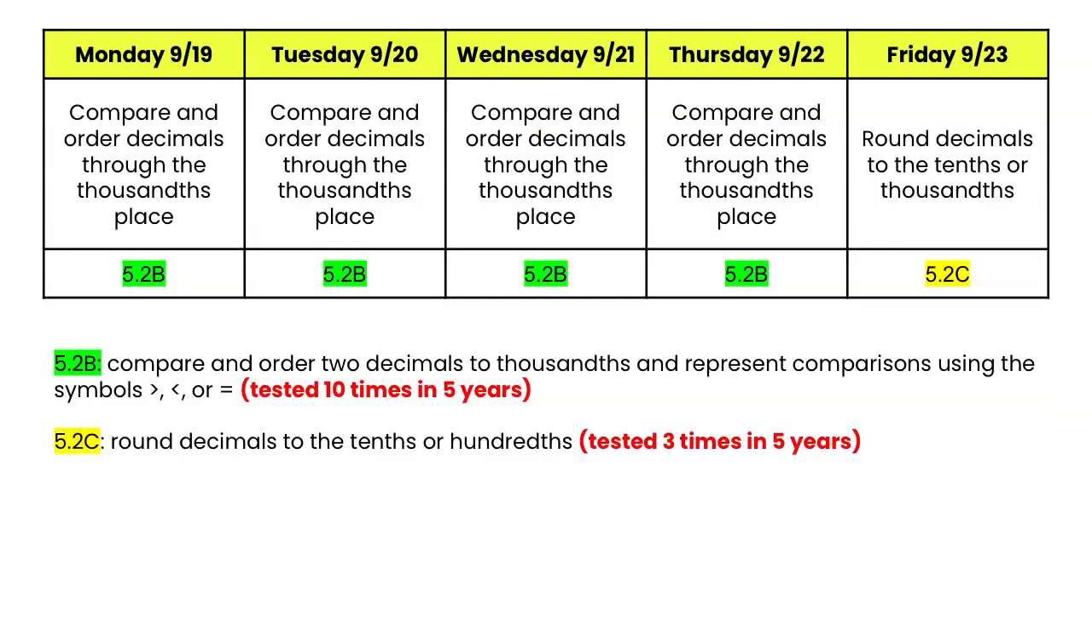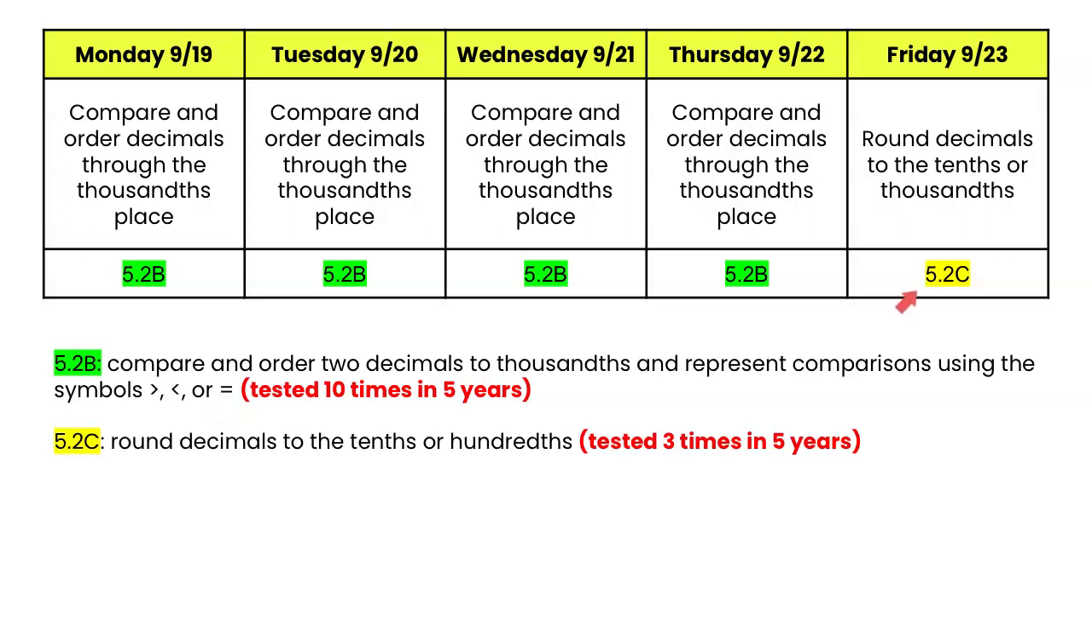So diving right into the week, you'll notice that it's a pretty straightforward week. Monday through Thursday, you'll focus on TEK 5.2b, which has students comparing and ordering decimals through the thousandths place and representing those comparisons using the inequality symbols or the equal sign.